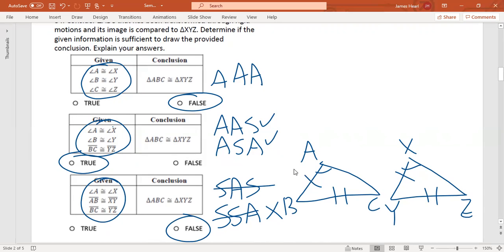Quick and easy way to check the congruency theorems. Does it even have the requirements? That's why the first one failed right off the bat. And then if it does have the requirements, does it have them in the correct order? Which the second one did, the third one doesn't.